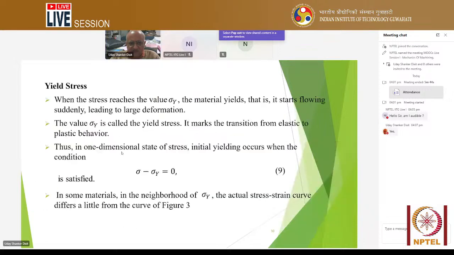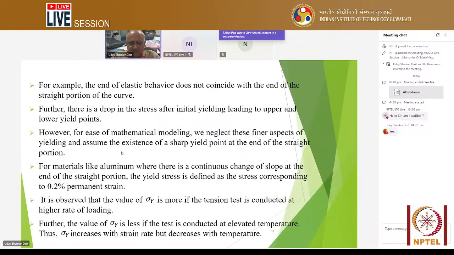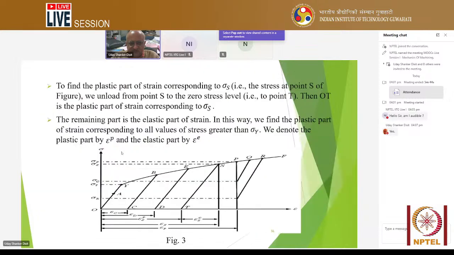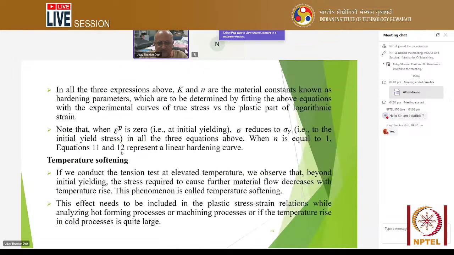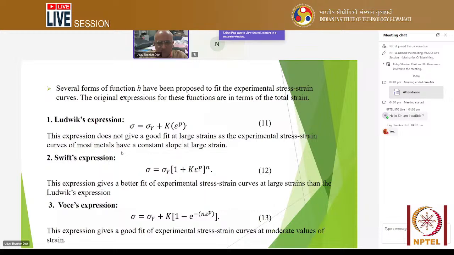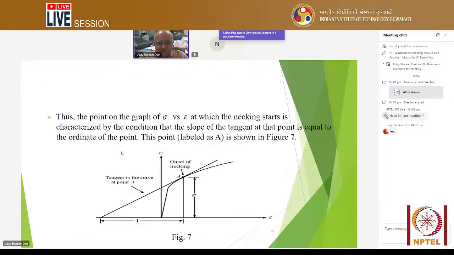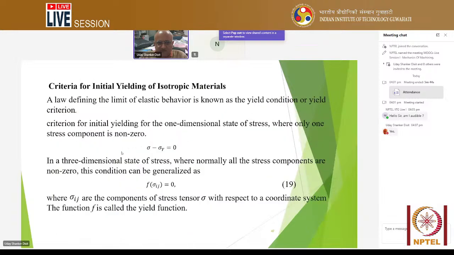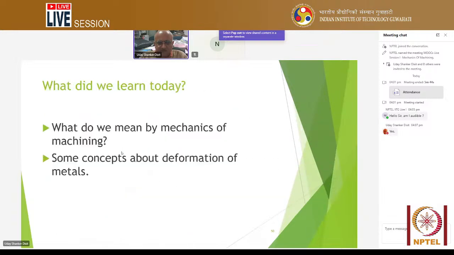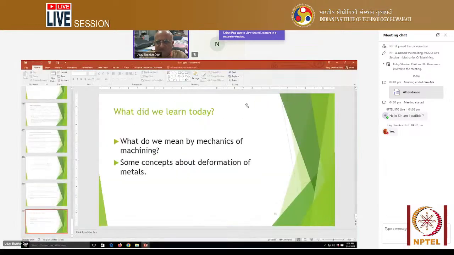And about plastic deformation, strain hardening, different types of strain hardening rules. Okay, then the Bauschinger effect, and many things. Something about what happens inside, dislocation, etc. But we are not going into much detail about that. So this is the first lecture.